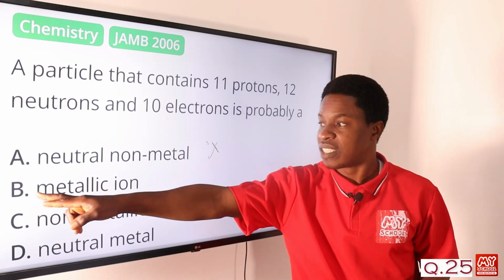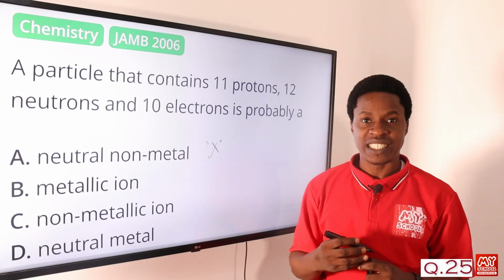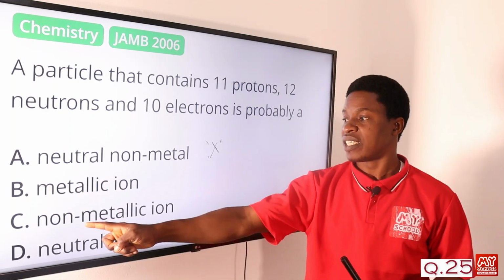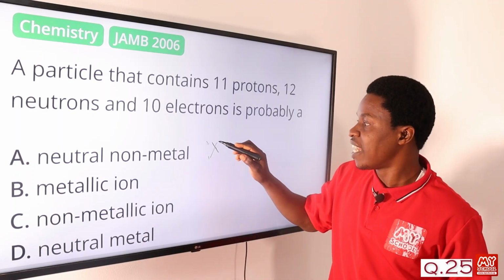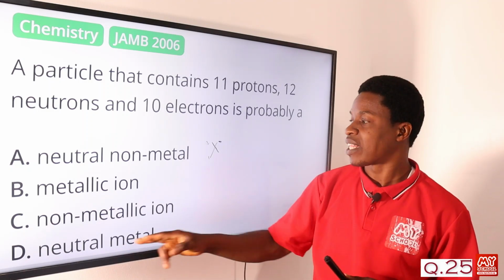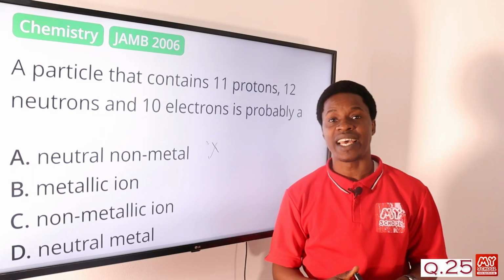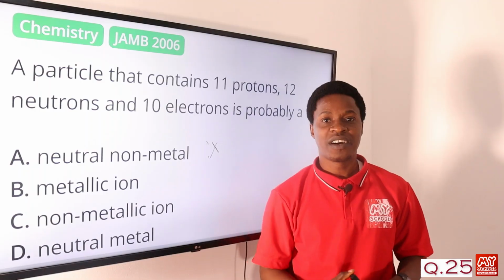Option B says metallic ion. Of course, do we have a positive charge there? Yes. Once you have a positive charge there, it means it's a metallic ion. So option B is correct. Option C says non-metallic ion. It would have been a non-metallic ion if we had a negative value here. Yes, it would have been a non-metallic ion, and it would have been a neutral metal if there is no charge at all here. So the correct answer is metallic ion. Option B is the correct answer.